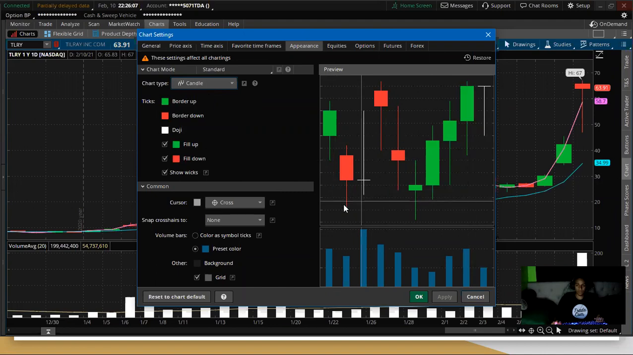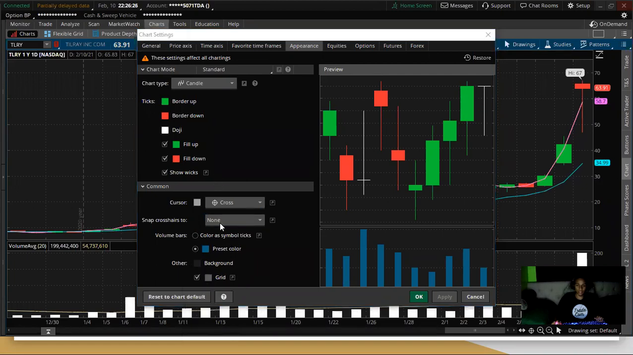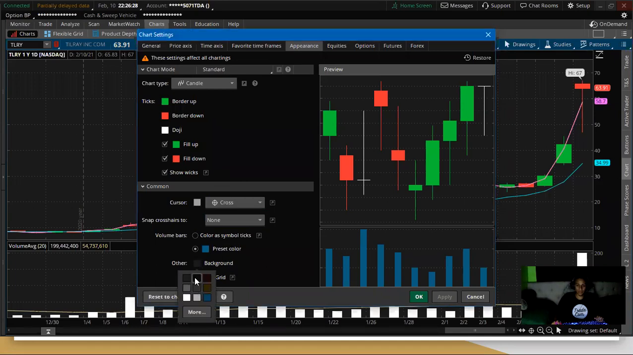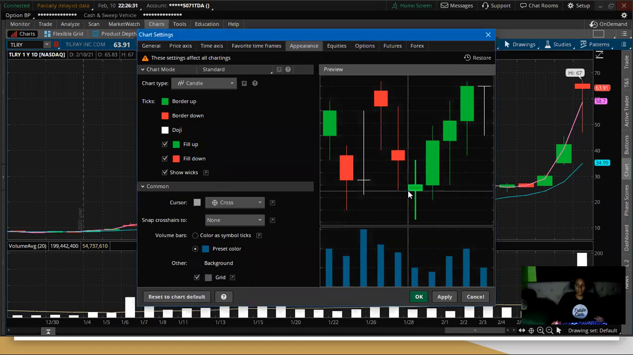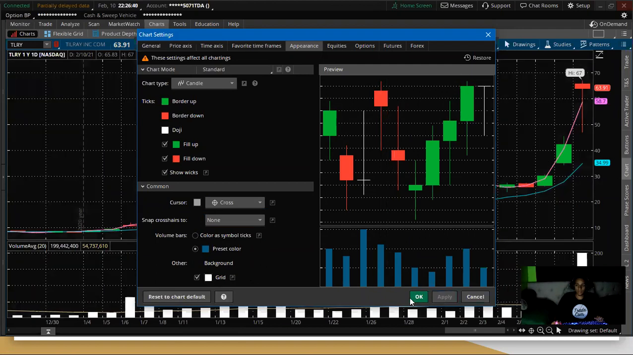Now that's all you really adjust here. Anything else is pretty much just personal preference. What else? Color as volume ticks, preset colors, blah blah blah. Grid. So if you want to change your grid, I think I changed mine to black instead of gray. The background over here is black. And the grid is white. Yeah. All right. And you click apply and you're good.